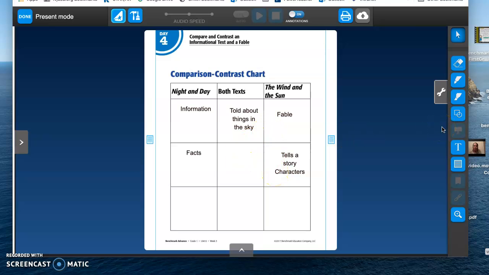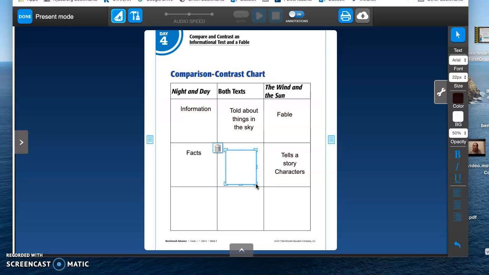What's another way both texts were the same? Think about our unit theme. Both texts told about the sun. They include the sun in the text.